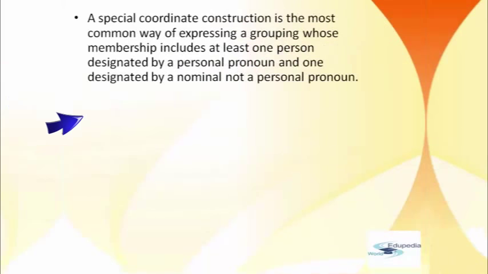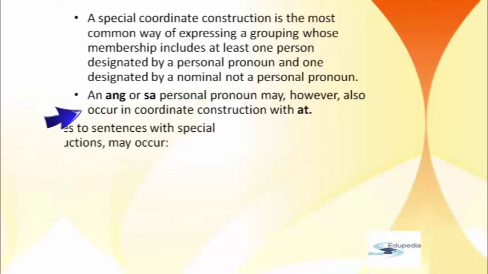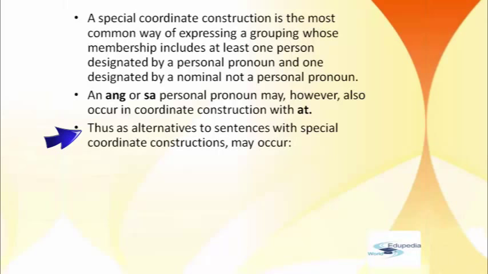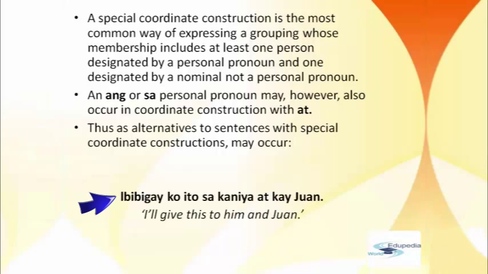A special coordinate construction is the most common way of expressing a grouping whose membership includes at least one person designated by a personal pronoun and one designated by a nominal, not a personal pronoun. An ang or sa personal pronoun may, however, also occur in coordinate constructions with at. Thus, as alternatives to sentences with special coordinate construction may occur, ibibigay ko ito sa kanya at kay Juan. I give this to him and Juan.